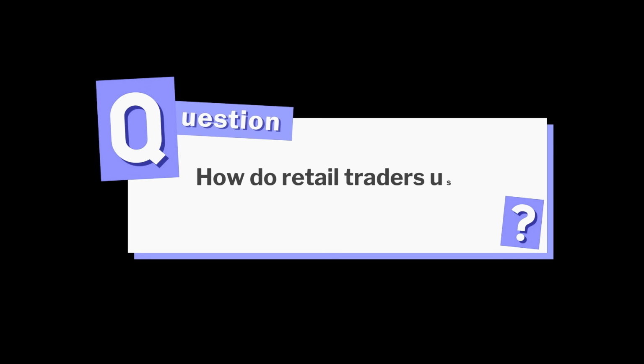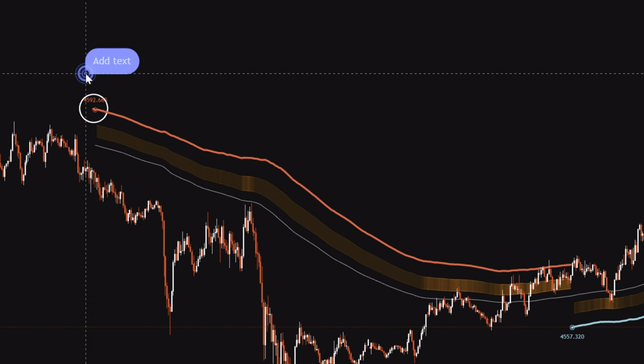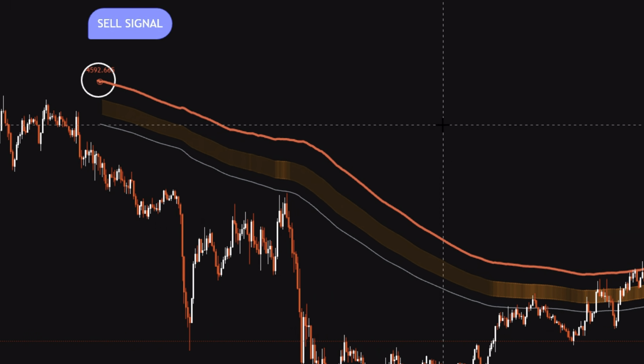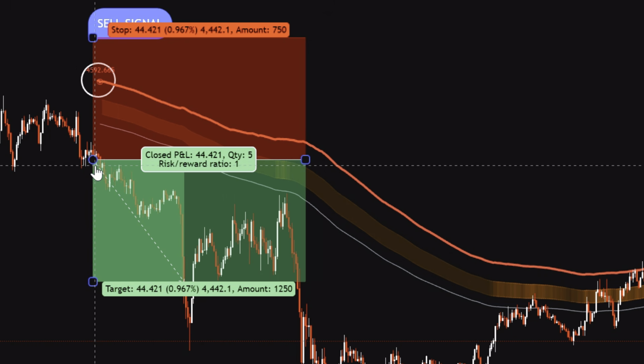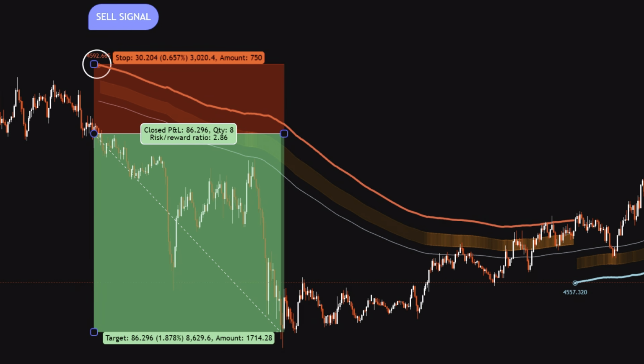But the question is how retail traders use this indicator. Retail traders usually use the ATR Fibonacci trend envelopes with color flips. They see the indicator turns red, so they sell. They see it turns green, so they buy. Yeah, that may work sometimes, but most of the time it will lead to losing trades. You will lose money.